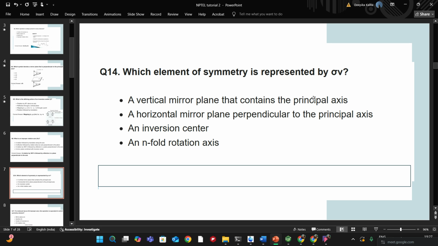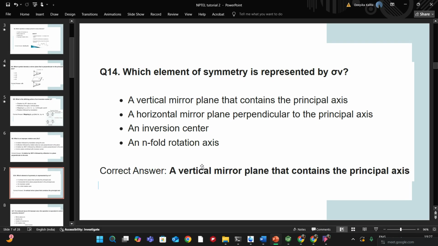After that comes sigma v. This should also be very easy for you. Which element of symmetry is represented by sigma v? A vertical mirror plane that contains the principal axis, or perpendicular to the principal axis, or inversion center, or n-fold rotation axis. So sigma v is a vertical mirror plane that contains the principal axis, like we have already talked about.